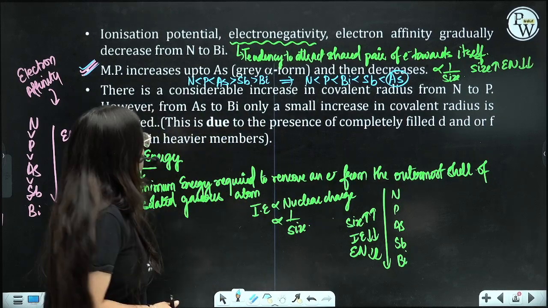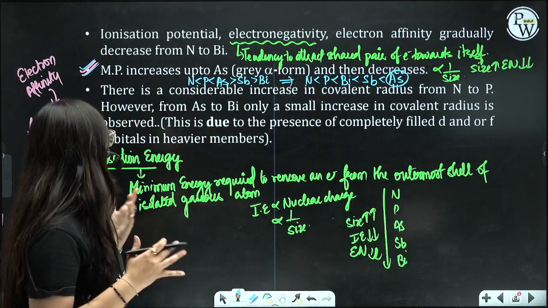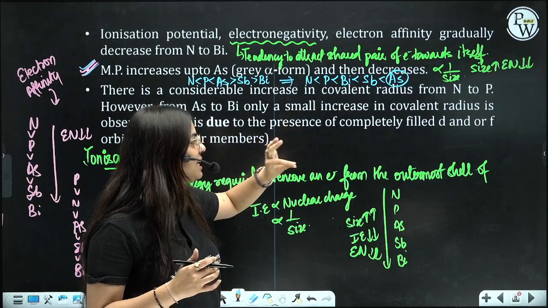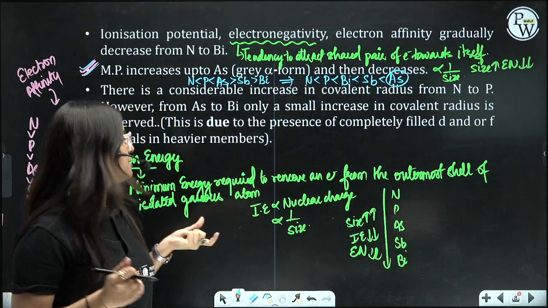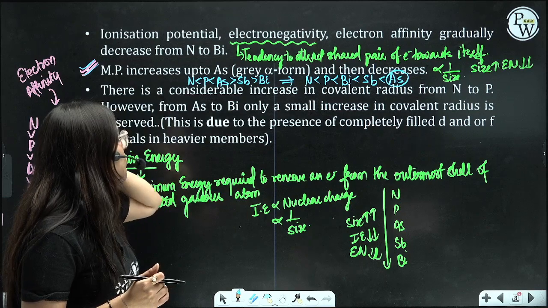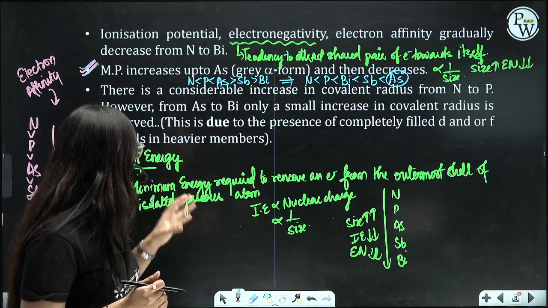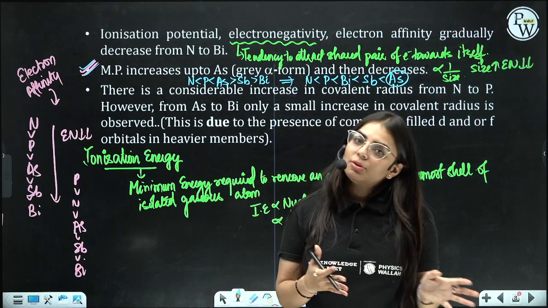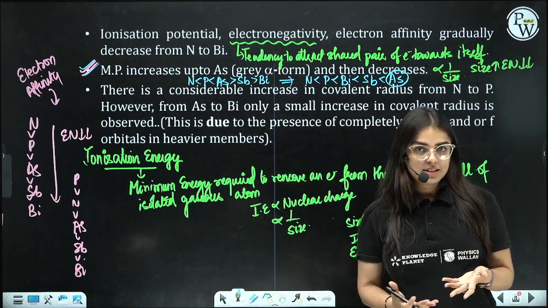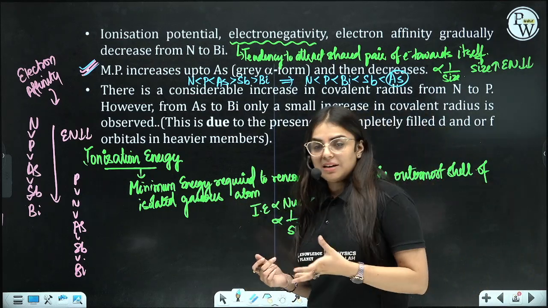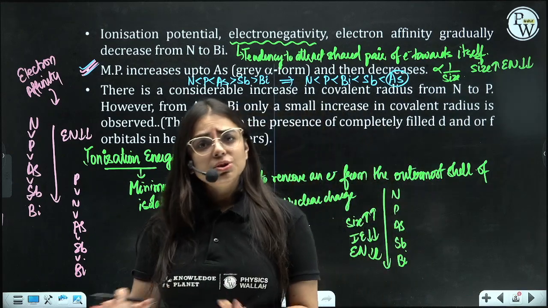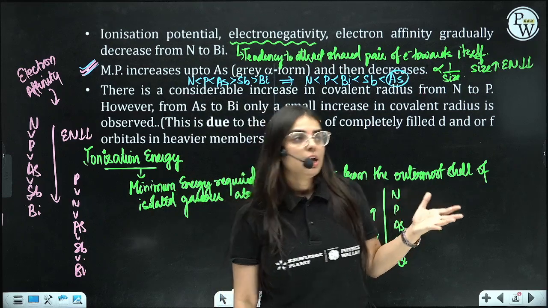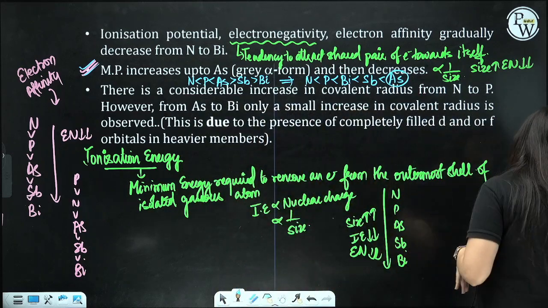There is a considerable increase in covalent radii from nitrogen to phosphorus. However, from arsenic to bismuth, only a slight increase in the covalent radius is observed. This is due to the presence of completely filled d or f orbitals in heavier members. So atomic radii increase from top to bottom because shells are increasing, but for the lower elements there will be only a slight increase, not a huge increase. Let's see the next part, students.